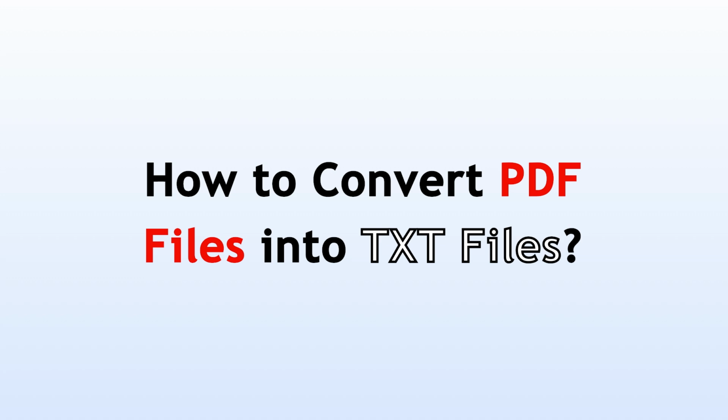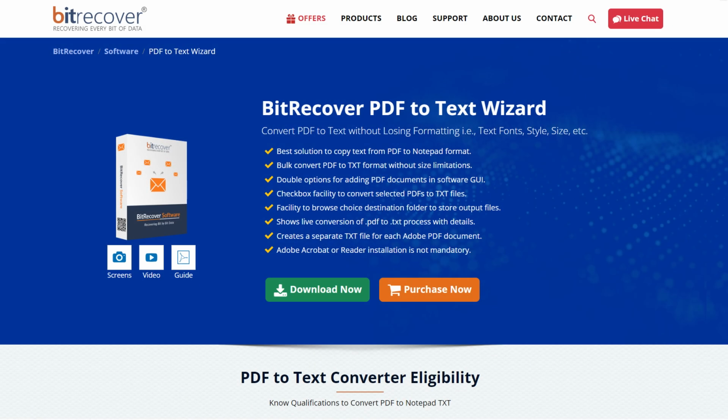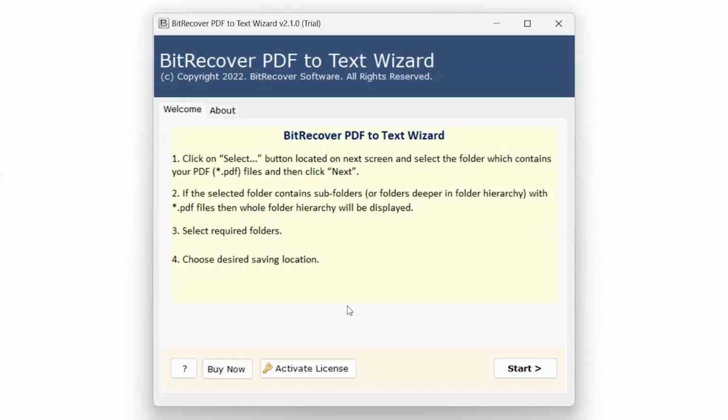How to convert PDF files into TXT files. In this tutorial, we will show you the step-by-step process to convert PDF files into TXT files using BitRecover PDF to TXT Wizard software. To install the BitRecover PDF to TXT Wizard software, download it from the link in the video description. After installation, simply launch it.